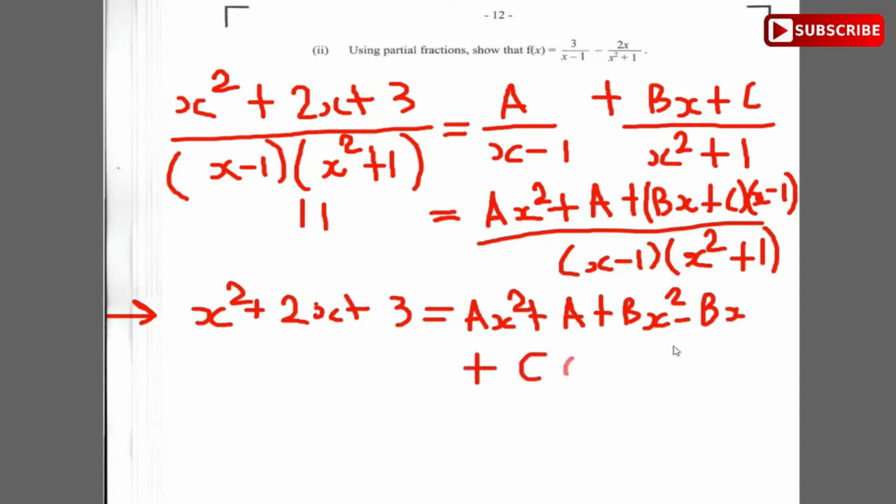Then c times minus 1 is minus c. And so that's what we have. So all we have to do now is equate coefficients. Equating coefficients, we have x squared, and we have ax squared and bx squared here. So what that is telling us is 1 is equal to a plus b.